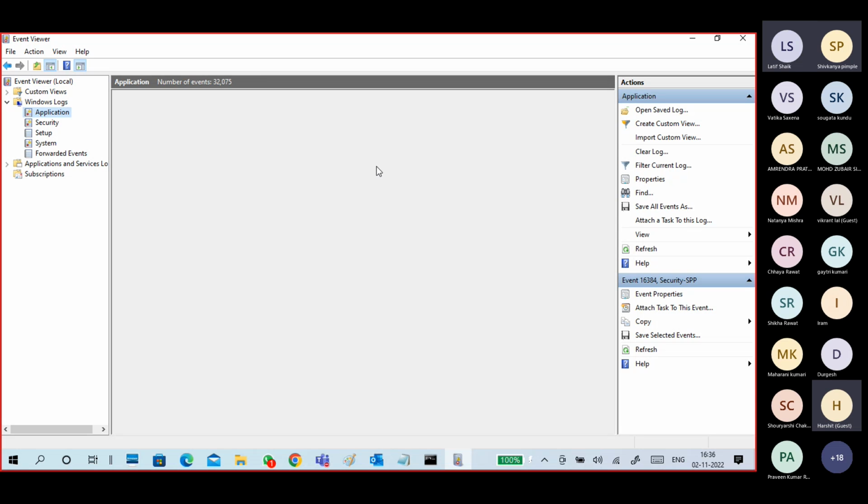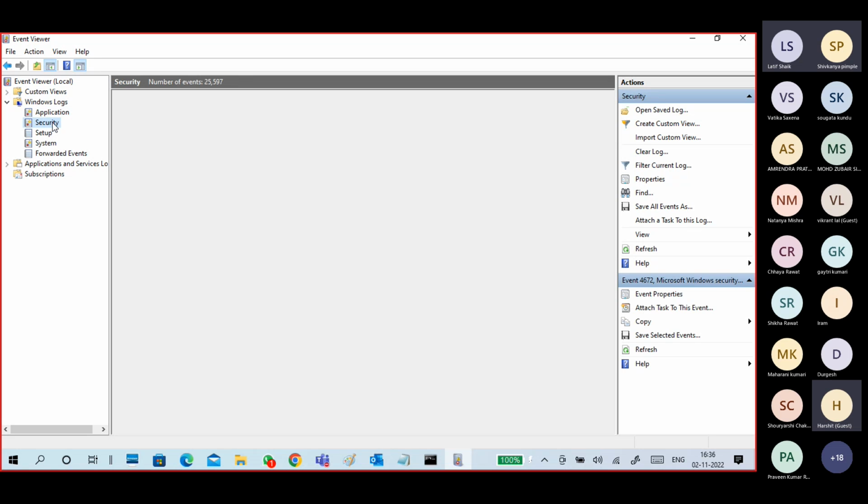In my laptop, this is Event Viewer. What are the things that happened in my laptop? I can see those things from my Event Viewer. If my system is crashed, what happened before the system crashed? From the Event Viewer, I can see that.